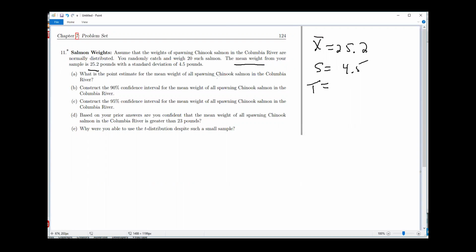So the point estimate, as before, is just your sample mean. Our best guess about the mean weight of salmon in this river is 25.2 pounds. But because of sampling error, we know that can vary, and we're going to come up with a couple of estimates for that variation. What you have to remember when working with the t-distribution is to find the degrees of freedom, to add that extra, because you're working with small samples. So you have to make sure you account for all the extra variation that comes from small samples.